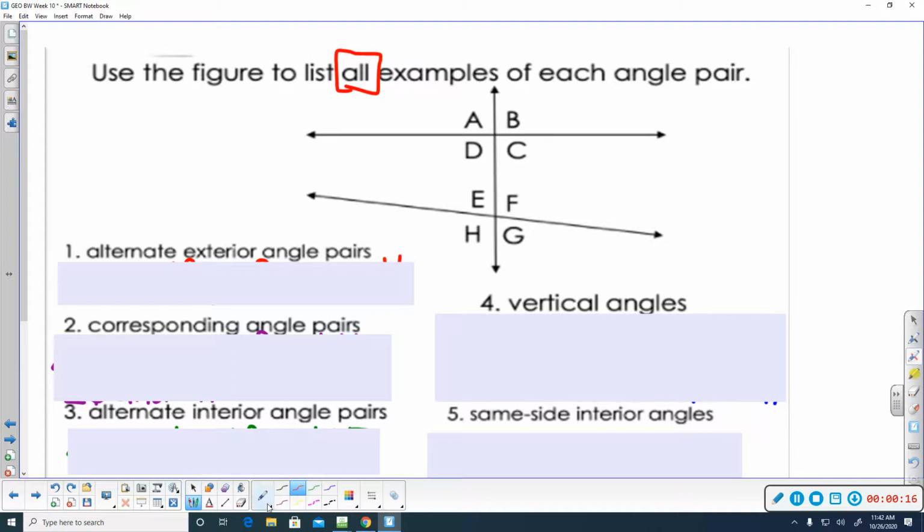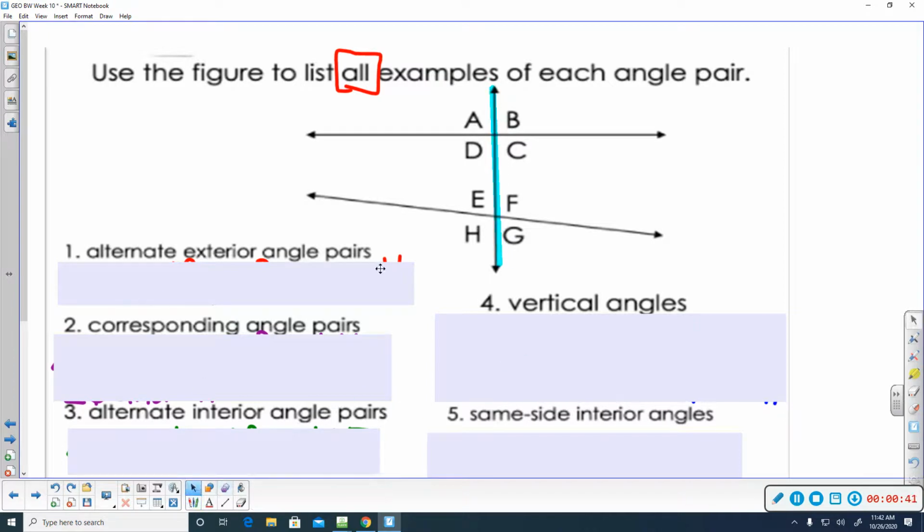To do that, we probably first want to highlight our transversal. So remember, a transversal is a line that intersects two or more lines, which means this would be my transversal right here. So my line that intersects two or more lines. So now that I have my transversal highlighted, I actually want to make it a skinnier highlight so it's not taking up as much space. We can go and answer our questions.